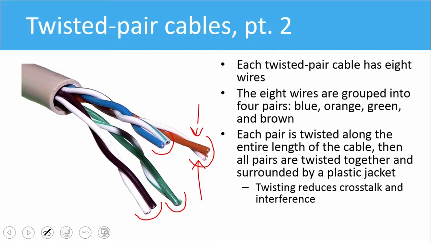Each pair is twisted, that's where the twisted in twisted pair comes from, in order to reduce something called crosstalk and interference. We'll detail what crosstalk and interference are in a little bit, okay? So don't worry about that right now. But then we surround all those twisted pairs with a plastic jacket. That's typically what gives it that quintessential blue look that you see on a standard Ethernet cable, okay?